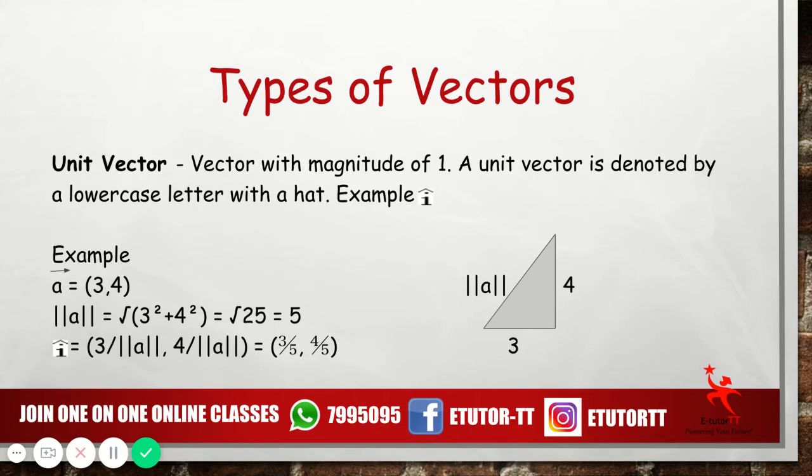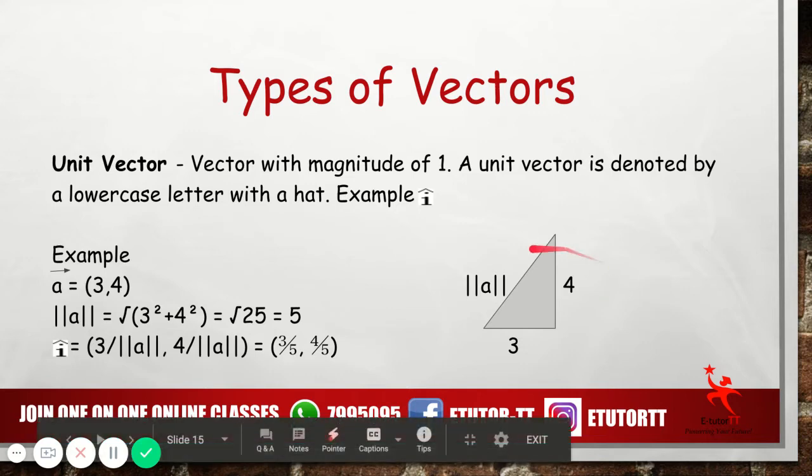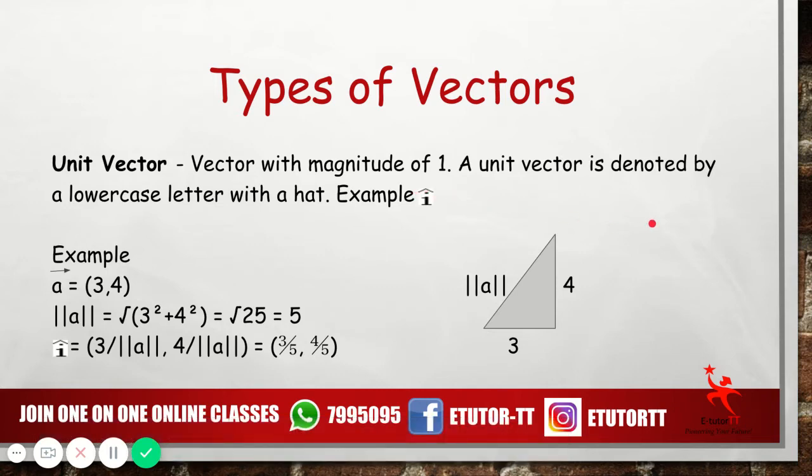Unit vector. A vector with a magnitude of 1. A unit vector is denoted by a lowercase letter with a hat. For example, i, and you see i with the hat on top of it. That's how it's represented. It doesn't have to be i. It could be u with a hat on top of it. It could be s with a hat on top of it.